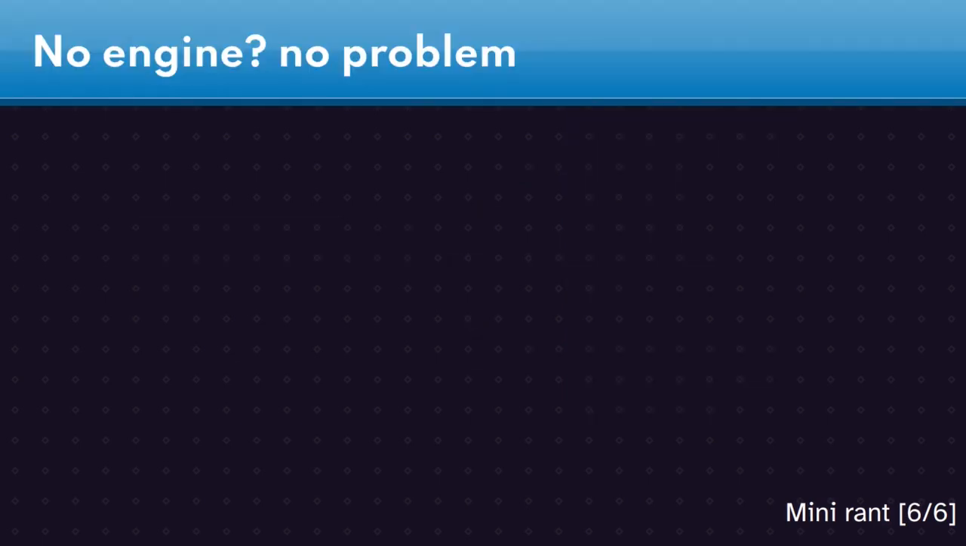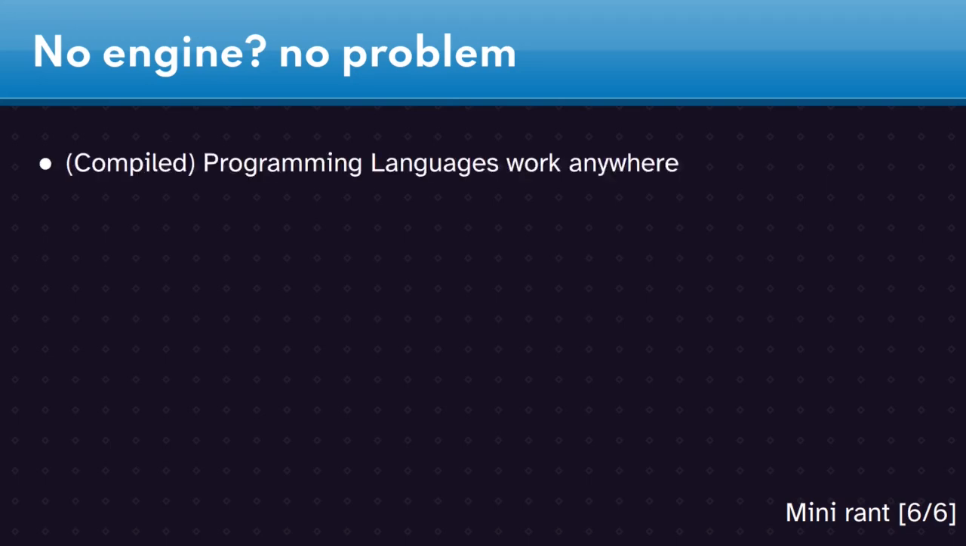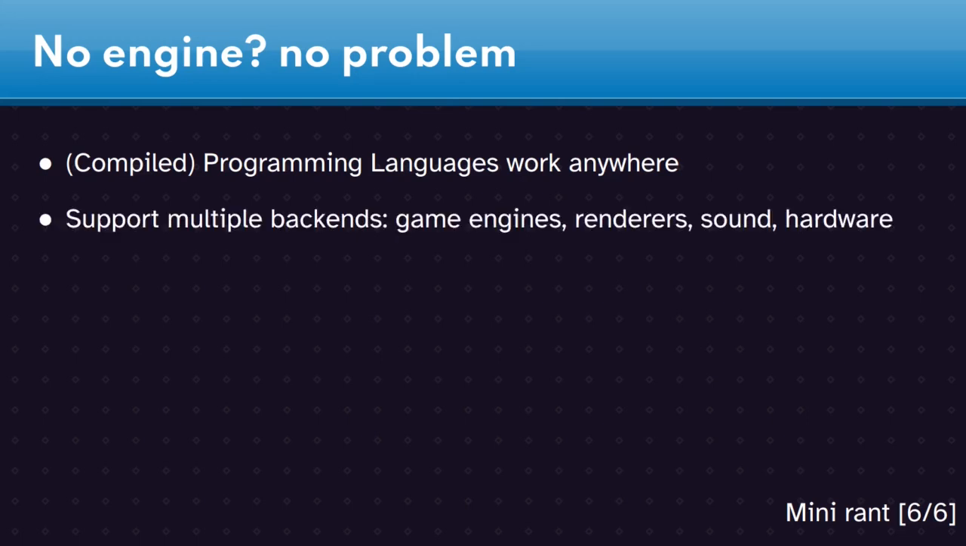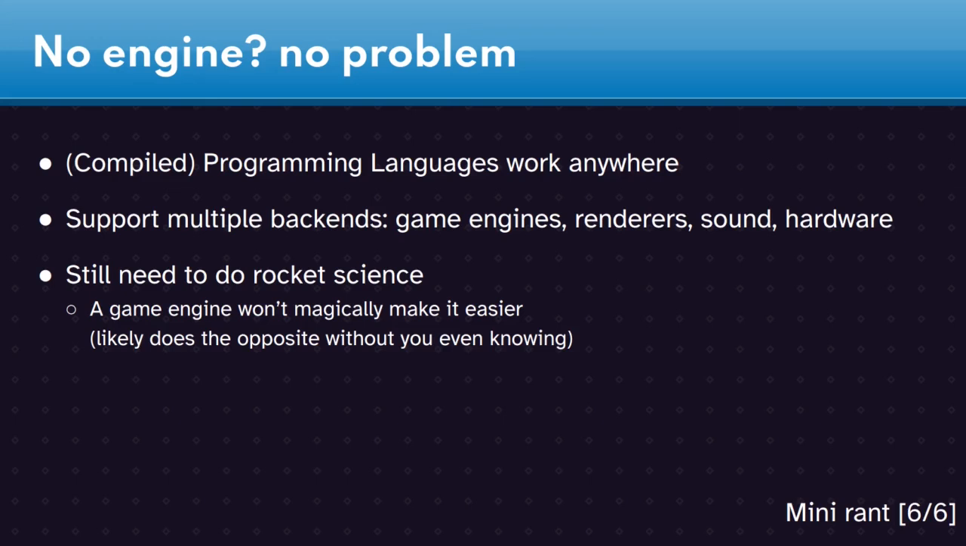And moving on. So no engine, no problem. Code written in a regular compiled programming language will work on anything. We can support multiple backends for different game engines, renderers, sound engines, or hardware. And either way, we still have to do a bunch of rocket science. We can't just throw a game engine at a problem and expect it to be easier. It might even be harder.